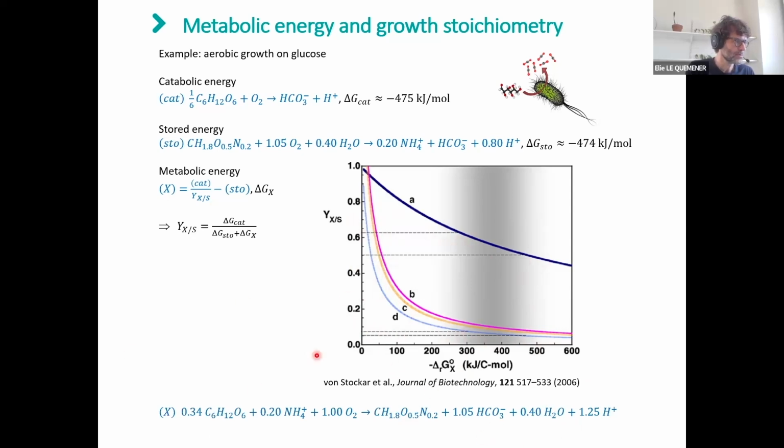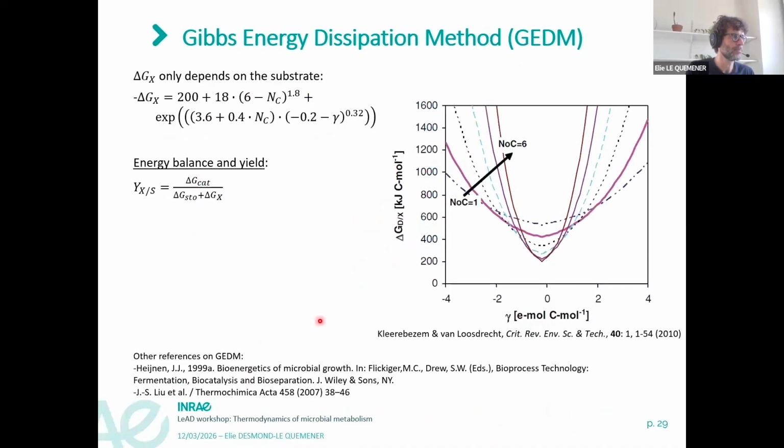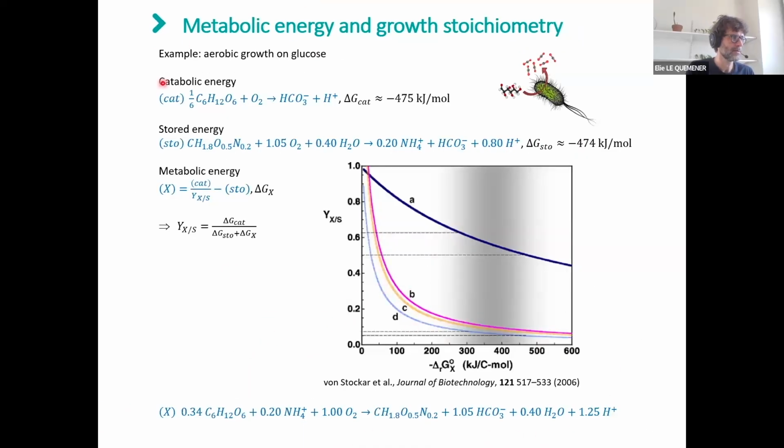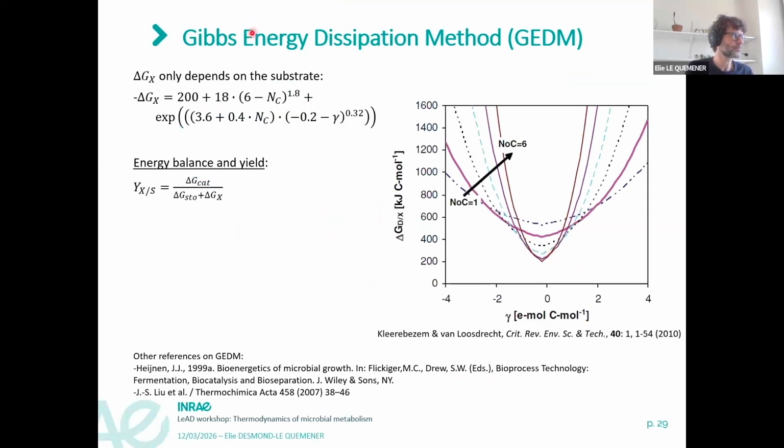Okay, and just to say, the real equation is something like that, and what people show is that if you look at the literature, you can define values for the metabolic energy, and if you define the value for the metabolic energy, then you are able to compute the yield. And that's how one of the methods works.